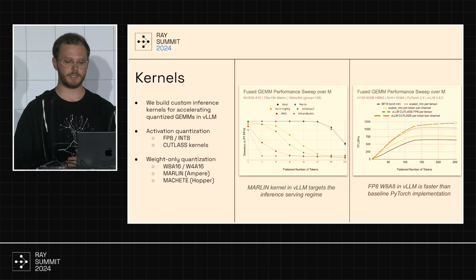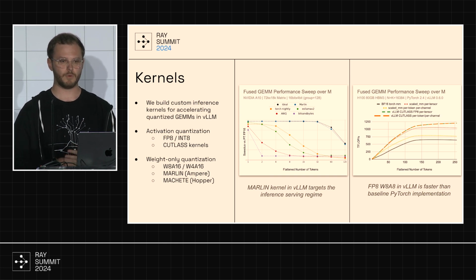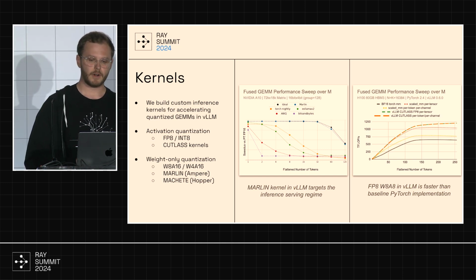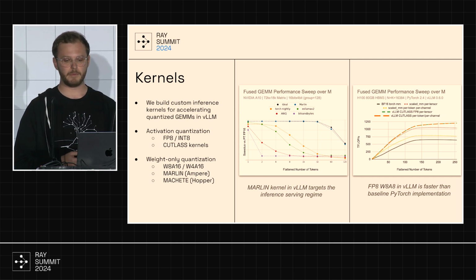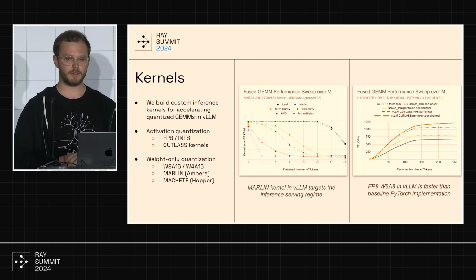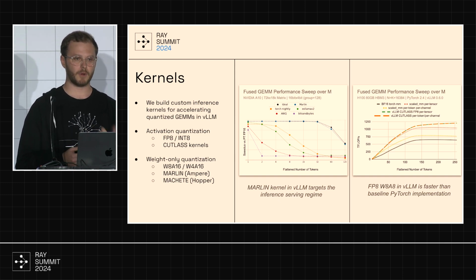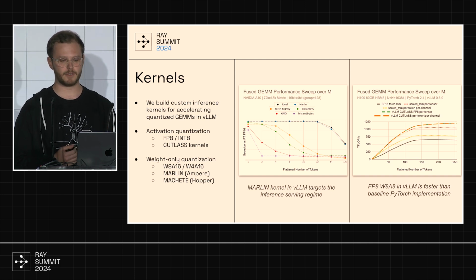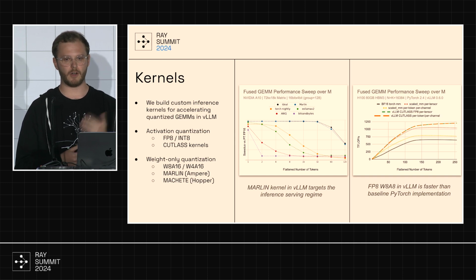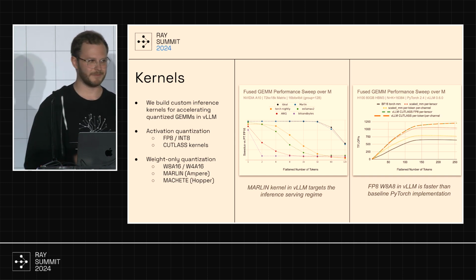At the core of vLLM's quantization support are the custom inference kernels we'll actually be running that we've contributed, that are optimized for quantized general matrix multiplication, or GEMMs. For activation quantization, most importantly, we support FP8 and int8 formats using CUTLASS kernels optimized for maximum efficiency on modern NVIDIA GPUs. For weight-only quantization, we support W8A16 and W4A16 formats using specialized kernels such as Marlin, which is optimized for Ampere architectures, and Machete, which is brand new, and we've optimized for Hopper and onward, as we'll be optimizing for the latest GPUs.